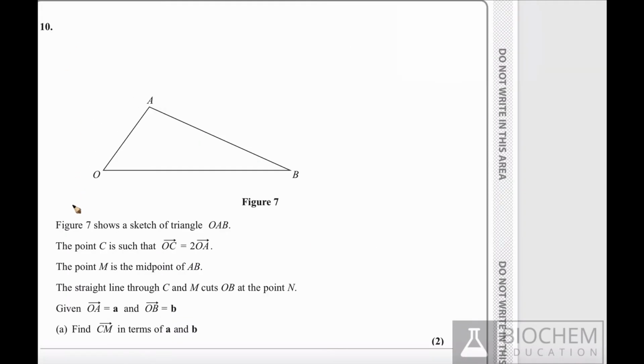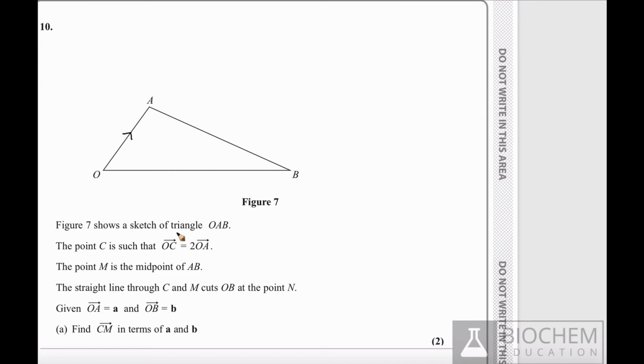Question 10. Figure 7 shows a sketch of triangle OAB. Here is figure 7. This is point O, this is A, and this is B of the triangle OAB. Point C is such that OC vector equals 2 times OA vector. So here is our OA vector. Let's put the direction of OA vector like this.